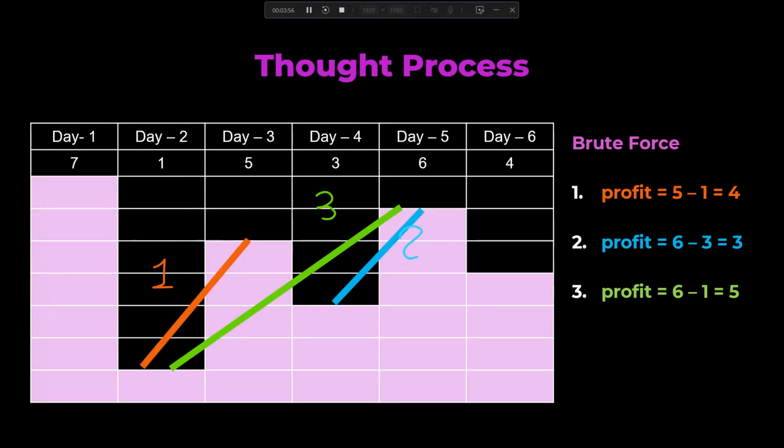Okay, let's go through the thought process. I have gone through this already, but I just want to show you graphically again. Here we can make the profit, which is 4. The orange one, the profit is 4. The blue one is 3. The maximum profit that we can make for this given array prices is 5. So we have to make sure we find the lowest price, and then we have to sell it on a future day so that we maximize our profit.